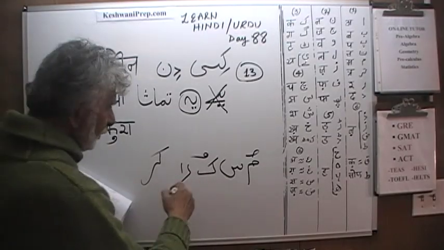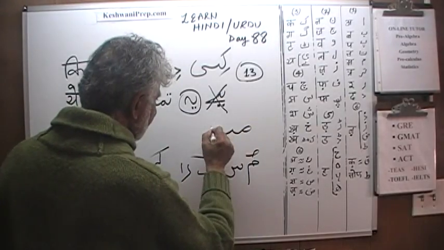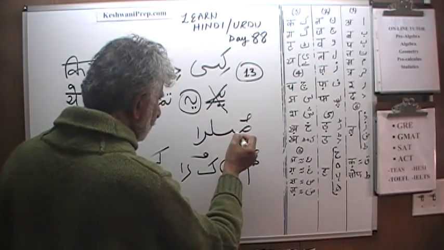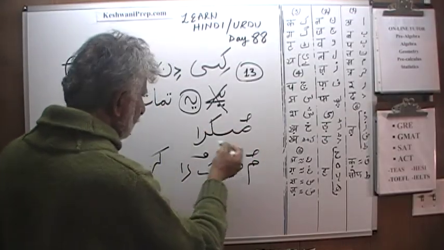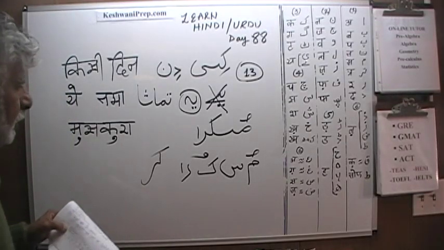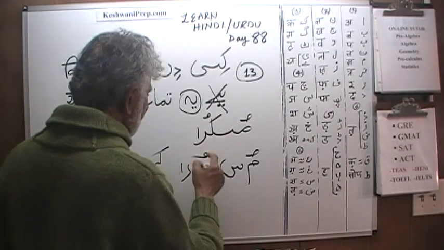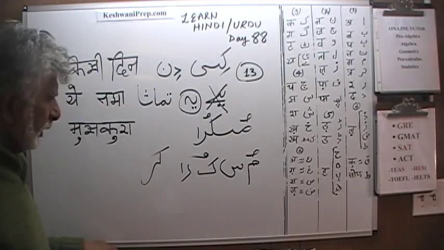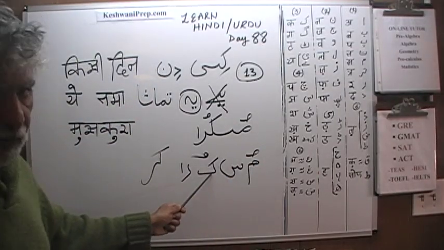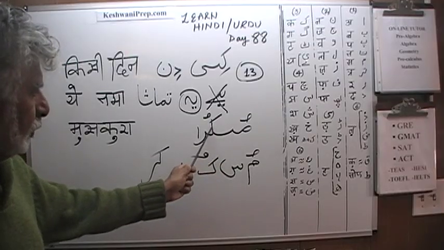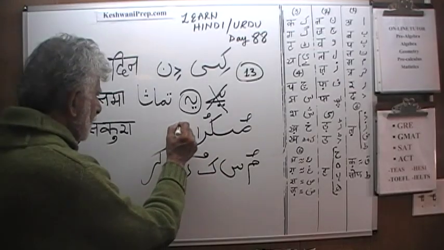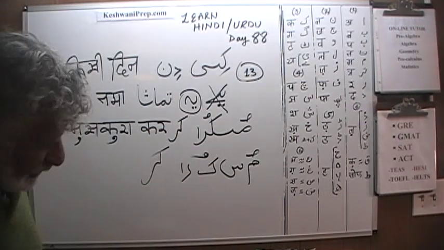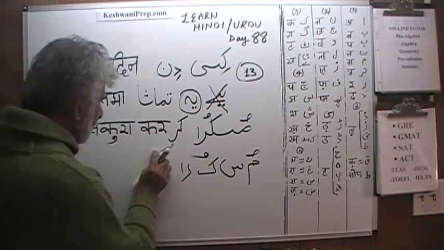When we put all of this together, it's going to look like this. Mu and then a sa, then a ka and a ra. Mu, sa, ka, ra. Muskura. Ka also needs a u ki matra. Muskura has two u ki matras. Mim needs a u ki matra, ka needs a u ki matra. And read muskura kar. Kisi din ye tamasha muskura kar.